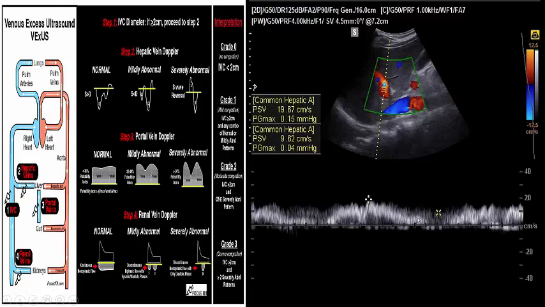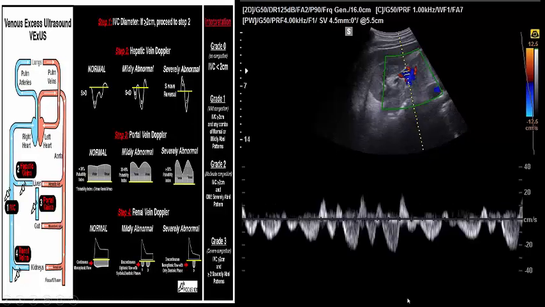That means more than 50% difference. That means there is severe abnormality because of this undulating flow in our patient. We have two severe abnormalities.